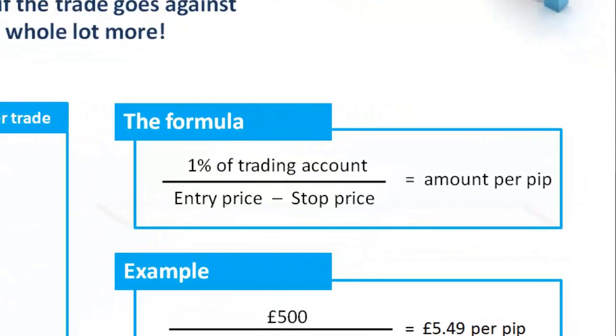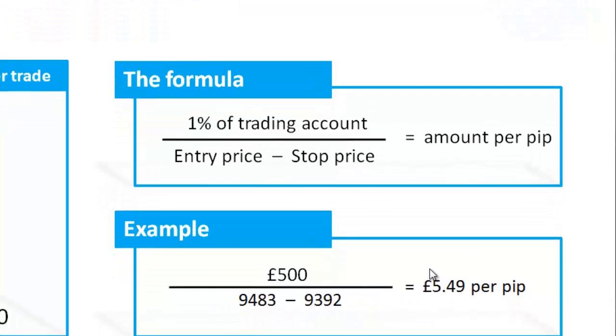It's 1% of your trading account. Say, for example, you started off with £10,000. So that's £100 divided by the difference between your entry price and your stop loss. That will give you a figure, which is how much you should place with your broker per pip. This is what we call a stake size.